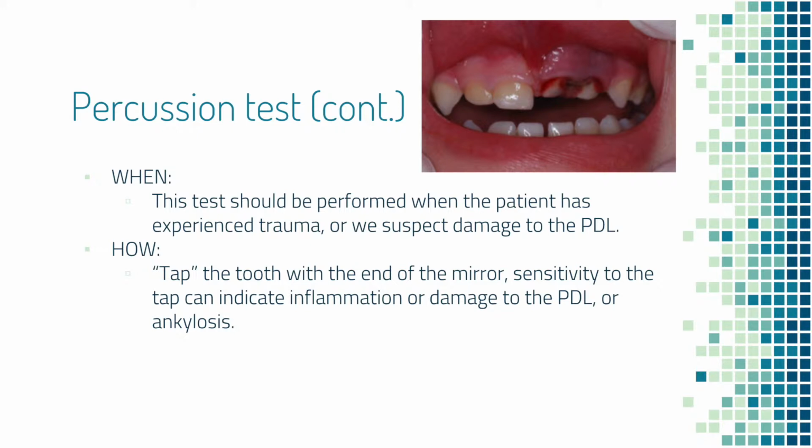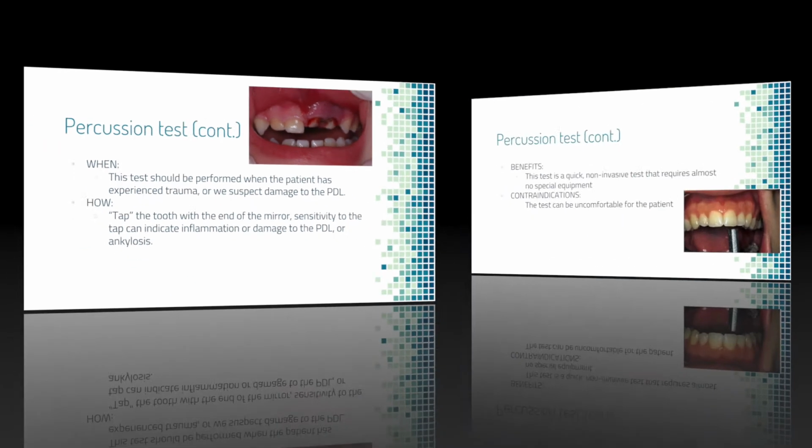Another interesting thing that this test can elucidate is ankylosis of the tooth. So, if when you tap with the mirror there is a metallic tap, then that could indicate that the PDL has been resorbed and the tooth is ankylosed.